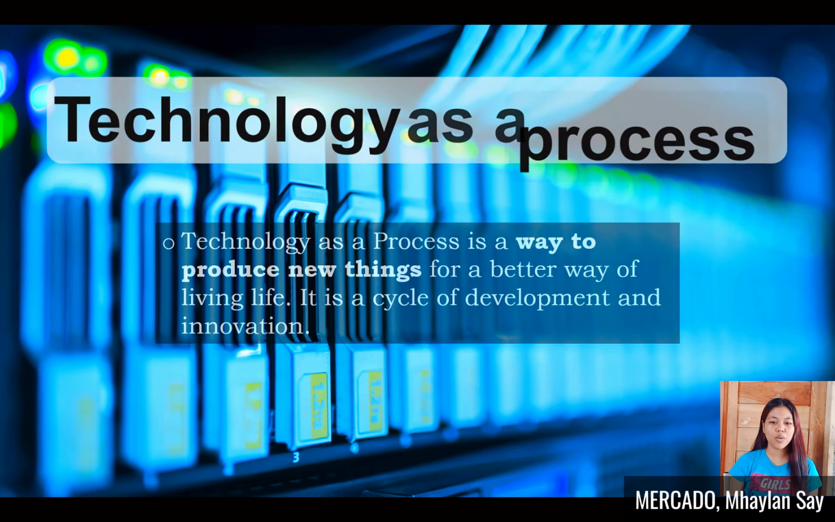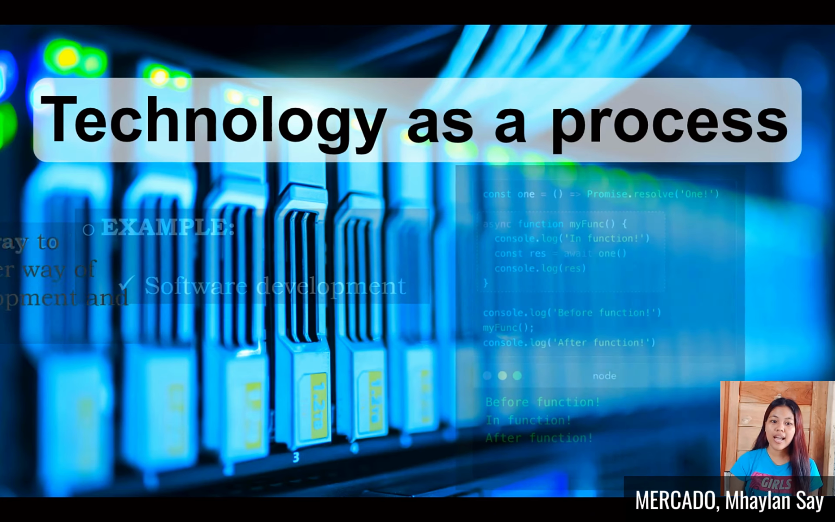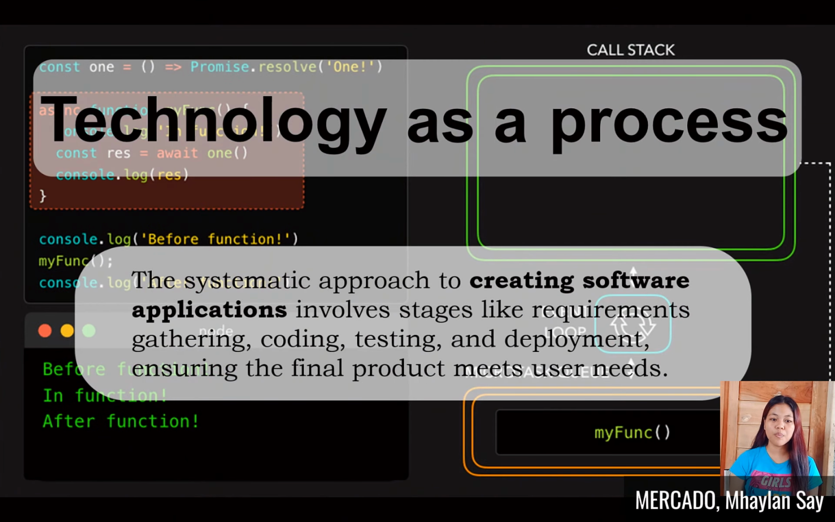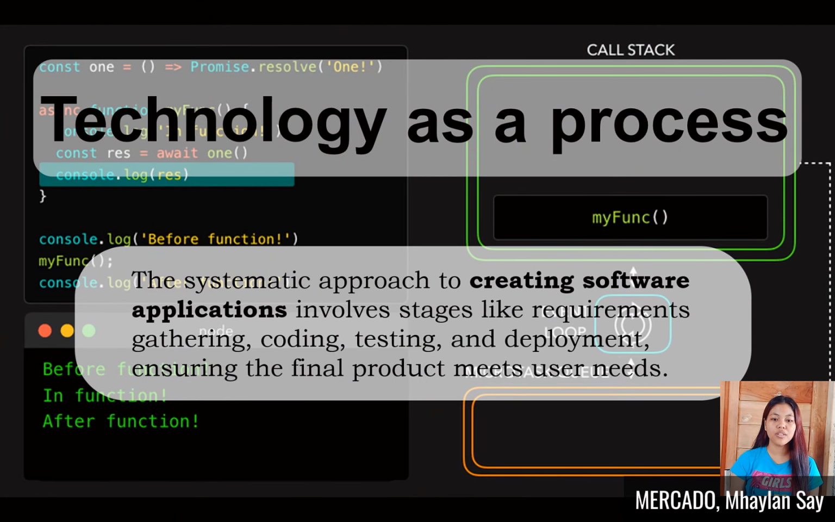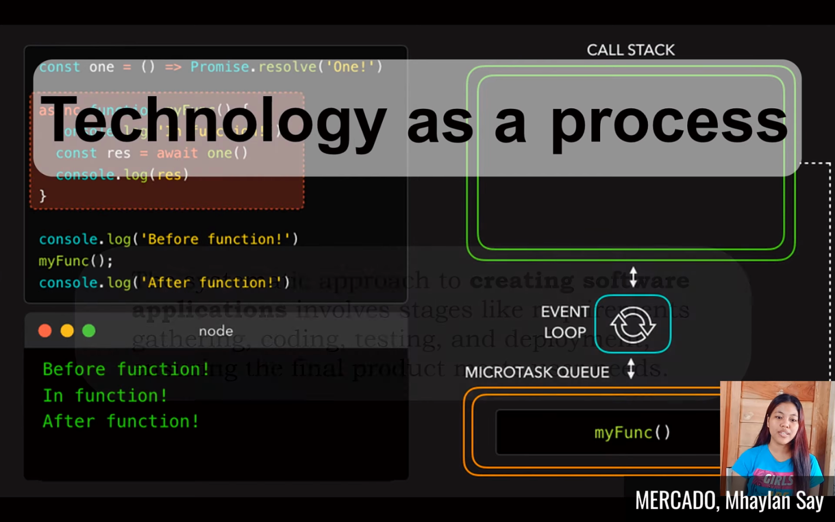Technology as a process is a way to produce new things for a better way of living life. It is a cycle of development and innovation. An example can be software development, which is the systematic approach to creating software applications. It involves stages like requirements gathering, coding, testing, and deployment, ensuring the final product meets user needs.